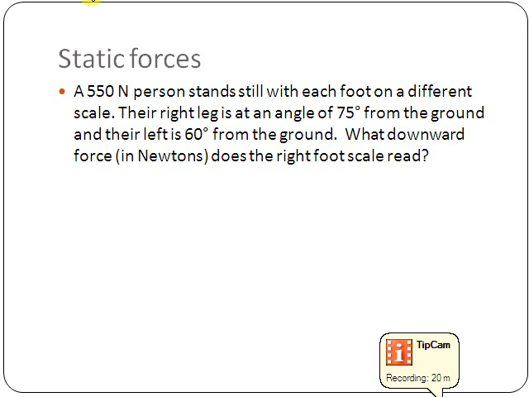A 550 Newton person stands still with each foot on a different scale. Their right leg is at an angle of 75 degrees from the ground, and their left is 60 degrees from the ground. What downward force in newtons does the right foot scale read?